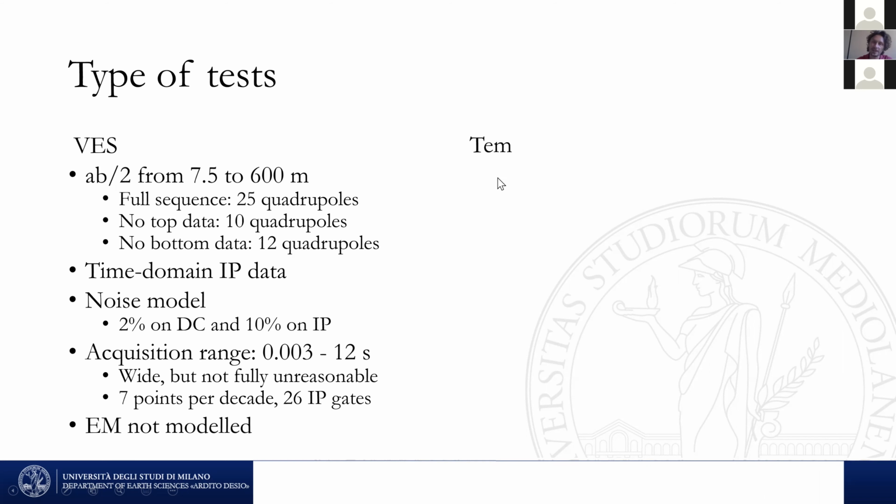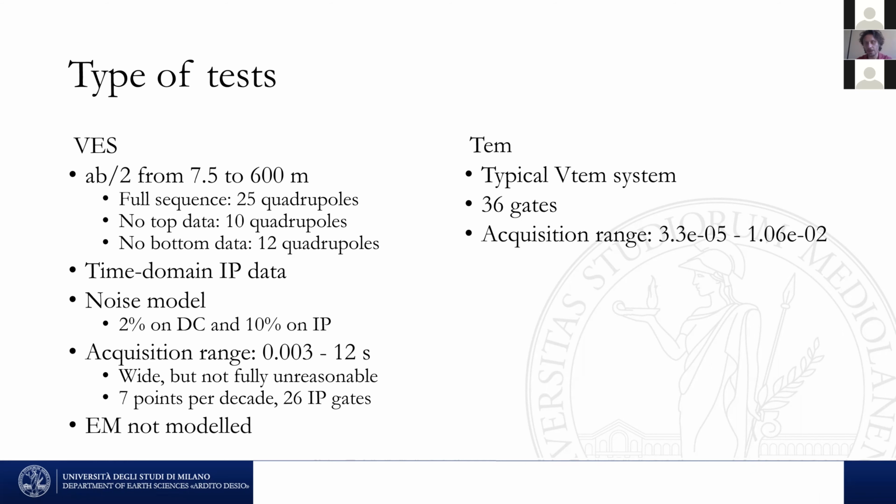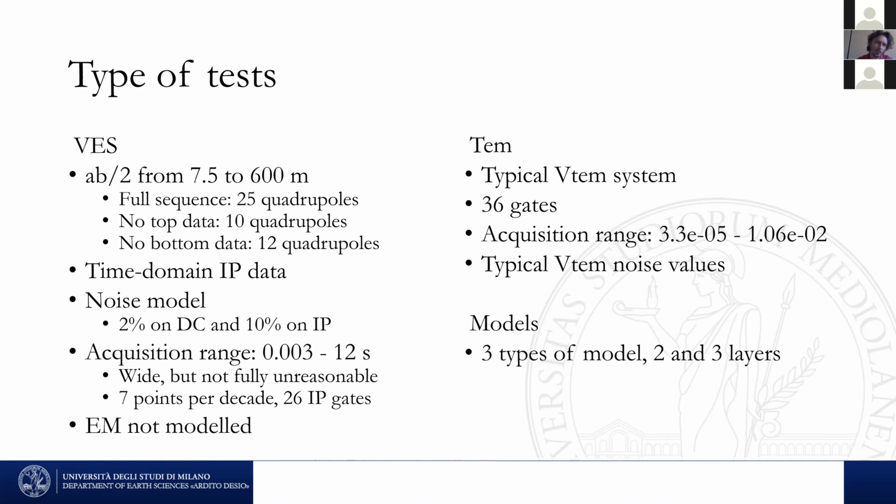For time domain EM data, I'm going to show a typical Whitten system with 36 gates from around 13 microseconds to 10 milliseconds. Typical Whitten noise values, and I'm going to show 2-layer and 3-layer models, but with 2 different values of tau, 1 millisecond, so high frequencies, or 100 milliseconds, so low frequencies, to see if in both cases we can get something out of putting together these 2 data.